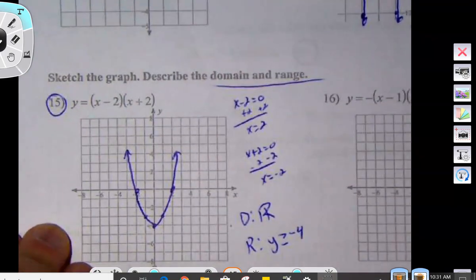Almost done. Last page, I've got some other ones that I want to look at as well. Almost done. Almost on spring break.